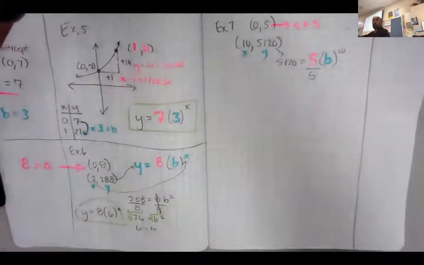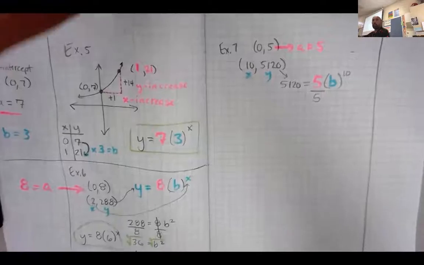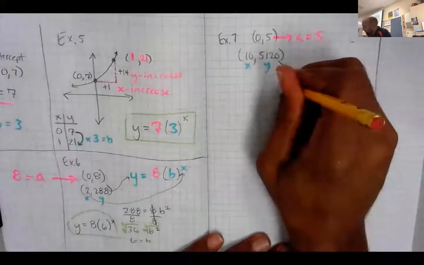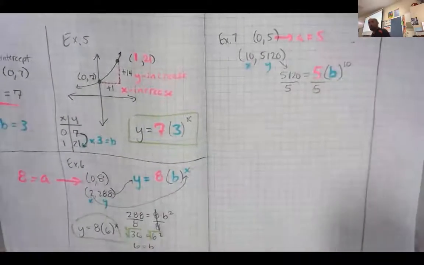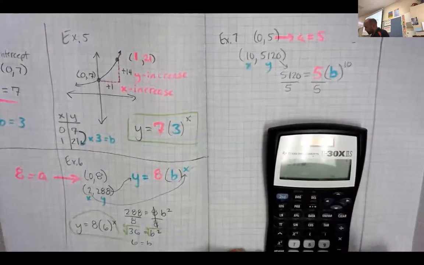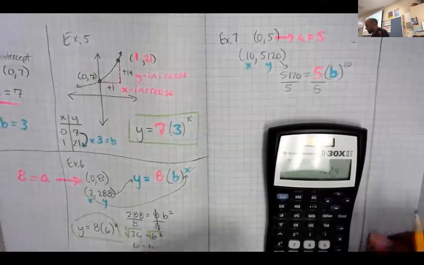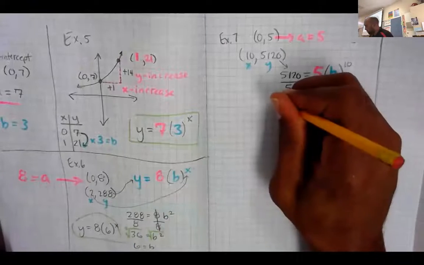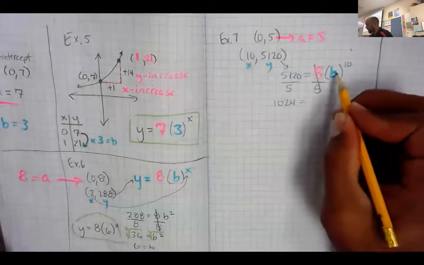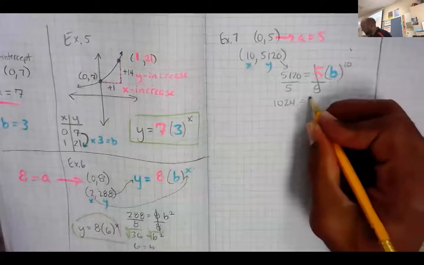See if I can get a little better view so I can include everything in case you guys are still catching up. Okay, so now divide this by 5. Let me use the calculator for that. 5,120 divided by 5, I get 1,024. That cancels, and now I have b to the 10th.